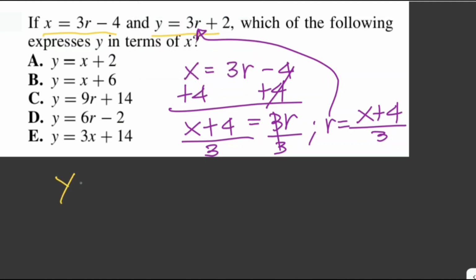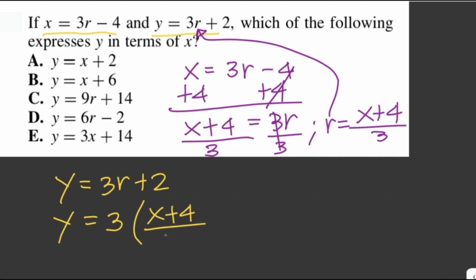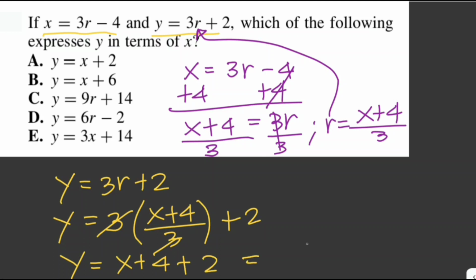So that would be y equals 3r plus 2, and substituting the value of r, which is equal to (x plus 4) over 3, plus 2, and the 3 cancels out. Therefore, y is just equal to x plus 4 plus 2. And this is just equal to x plus 6. Therefore, the answer here is letter B.